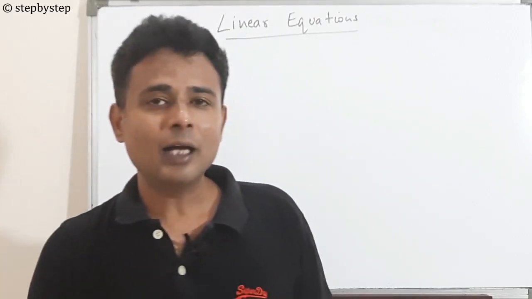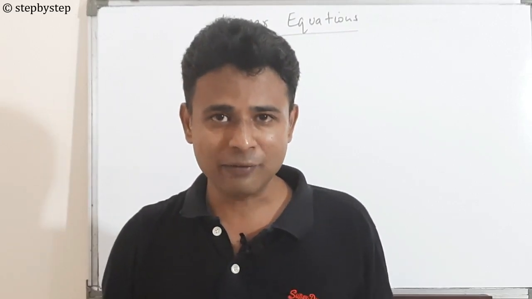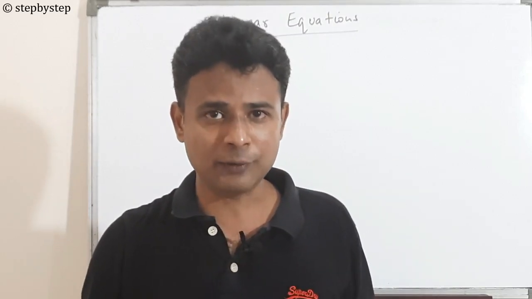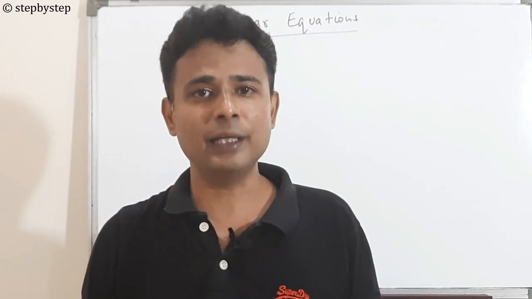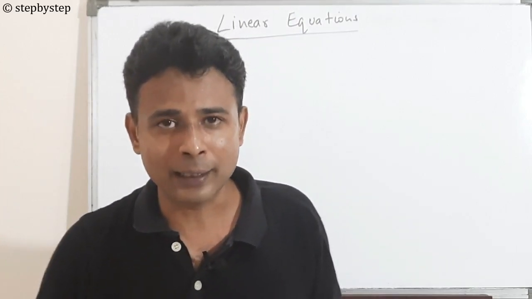Alright guys, now in this module we'll start learning linear equations. What you have is a pair of linear equations in two variables, which means there are two linear equations, and each linear equation will be in two variables. And it's a linear equation, which means the highest power is 1.